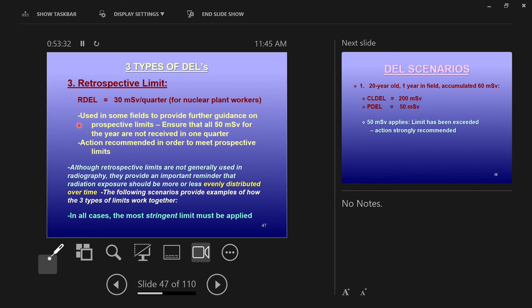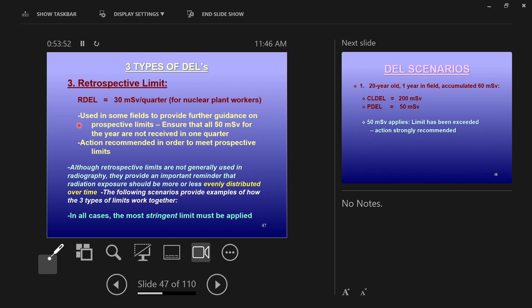and because all three of these apply, you don't get to choose which one you want to use, right? You have to follow all three of these. Okay, so this one just ensures that all 50 millisieverts that you're allowed for the year aren't received all at one time in one short period of time, right?